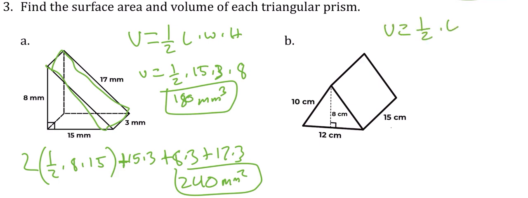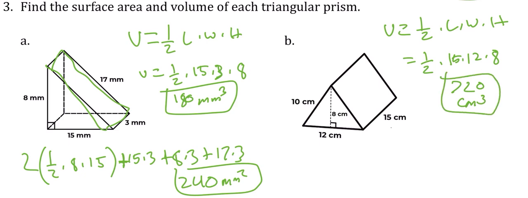We'll start with volume again, 1/2 times length times width times height. Height and width here have to form that right angle. And so we're just going to say 1/2 times 15 times 12 times 8. We can plug and chug. We can say that that'll give us 720. And we'll say centimeters cubed for volume.